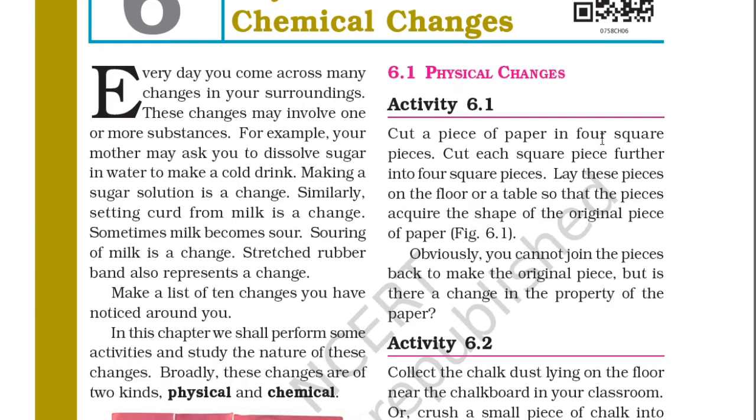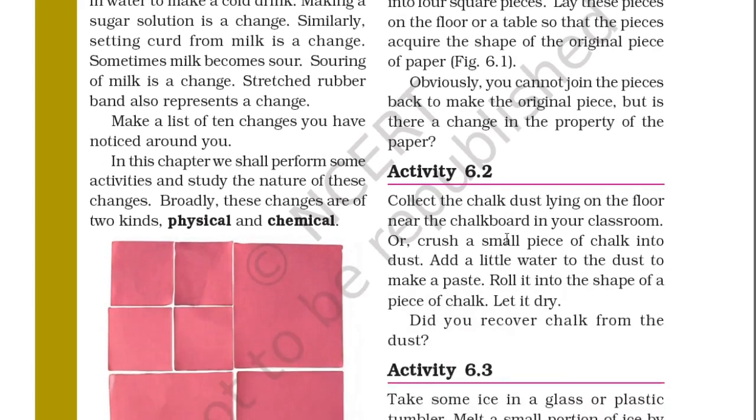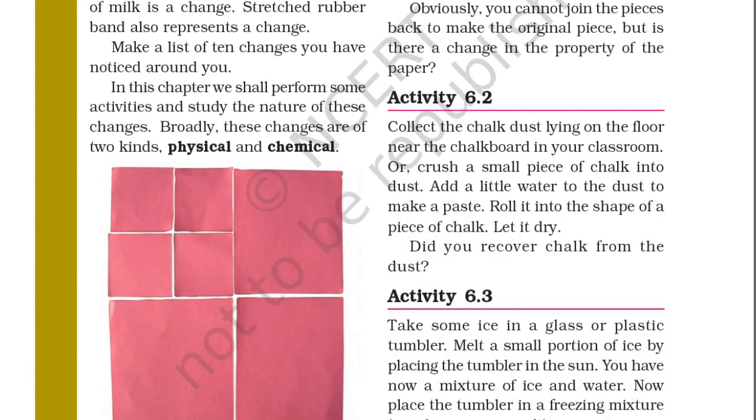Cut a piece of paper into 4 square pieces. Cut each square piece further into 4 square pieces. Lay these pieces on the floor or a table so that the pieces acquire the shape of the original piece of paper. So you have seen the one single paper was cut into 4 pieces, and each one of the pieces is cut into 4 pieces more.